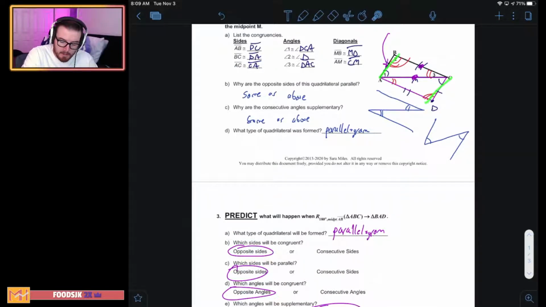This side is opposite, and they're congruent. This side is opposite, and they're congruent. This diagonal got split in half, so it's been bisected. This angle is opposite of this one, and they're the same. It's what we've been saying.